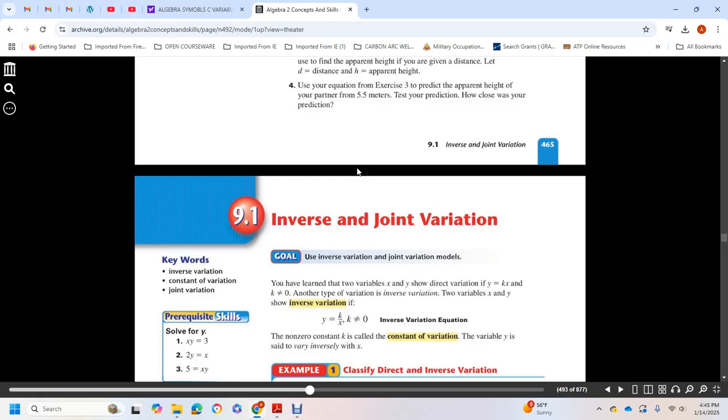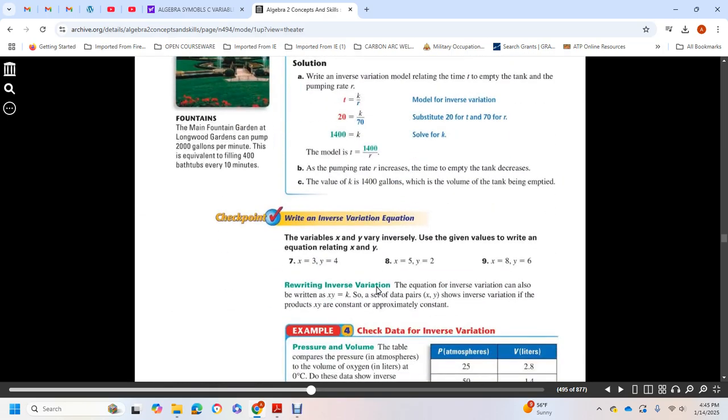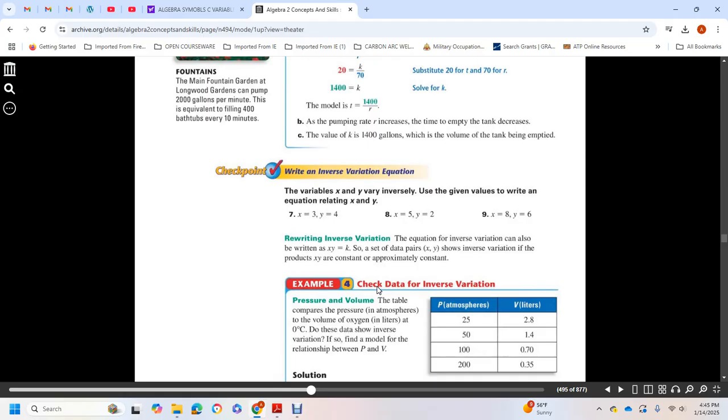Two variables x and y show inverse variation if y is equal to k over x, if k is not equal to 0. In the inverse variation equation, the non-zero constant k is the constant of variation, and y is said to vary inversely with x. Rewriting an inverse variation: the equation can also be written as xy is equal to k. So a set of data pairs x and y shows inverse variation if the product of x and y is constant or approximately constant.